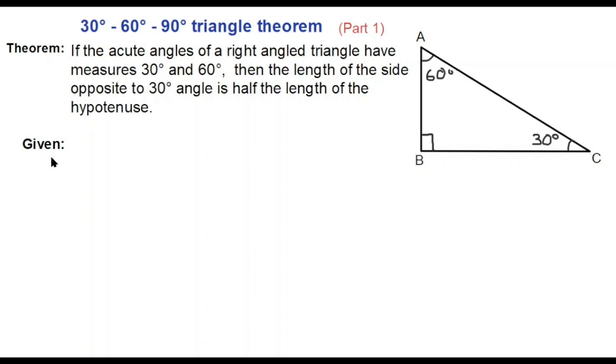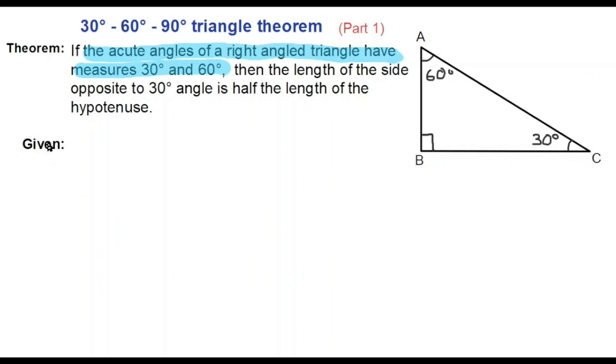Next we will write the given part. From the statement we have to write the given part. So what is given? The part of the statement between if and then is given. The given part is: if the acute angles of a right angled triangle have measures 30 degrees and 60 degrees. Till here, this much part is the given part.